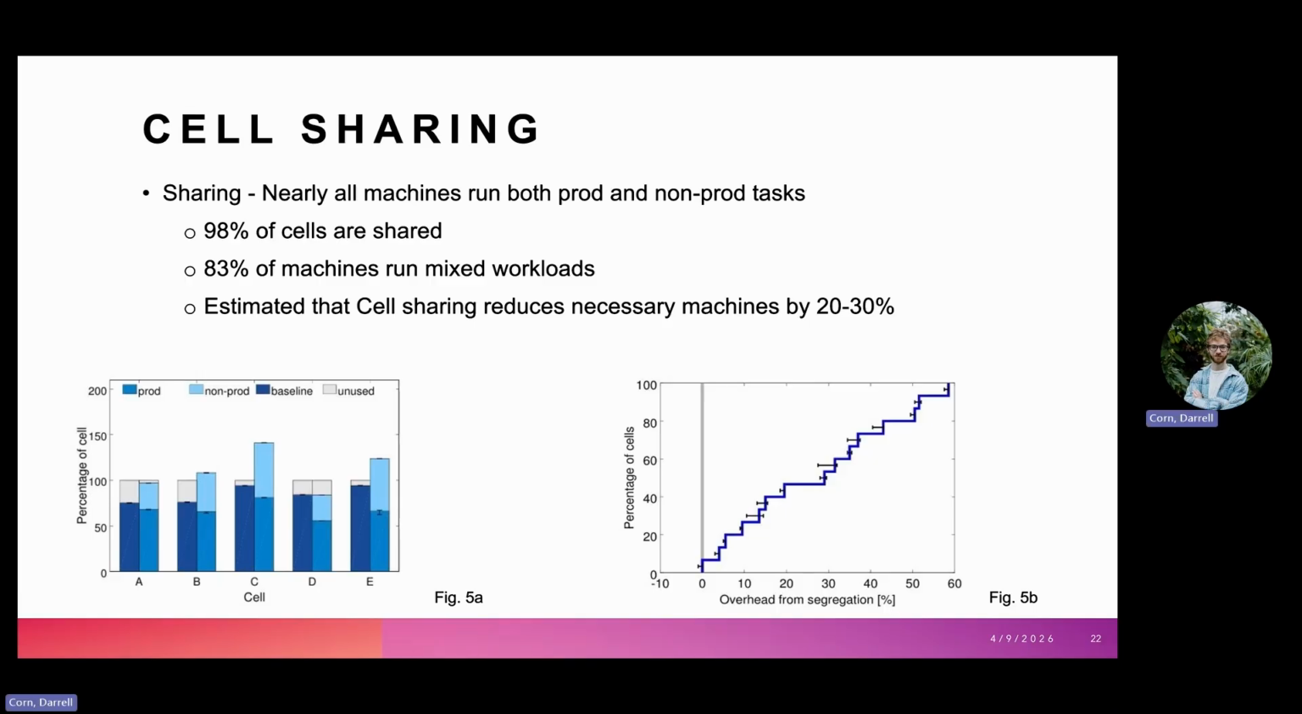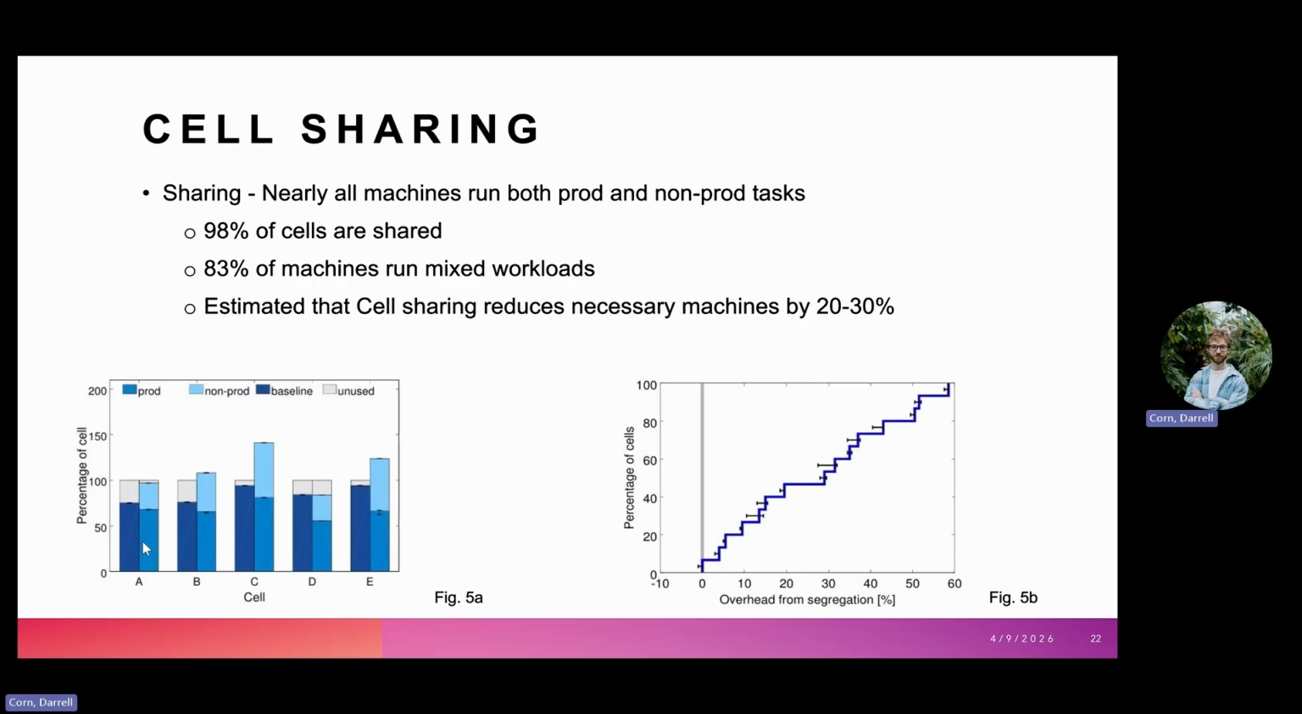And since cells encompass multiple machines, as Moses mentioned earlier, if we go a bit deeper to the machine level, we find that 83% of the machines managed by Borg are running mixed workloads. And the authors estimate that cell sharing reduces the number of required machines by as much as 20 to 30%. And to further illustrate this point, we can look at figure 5a here.